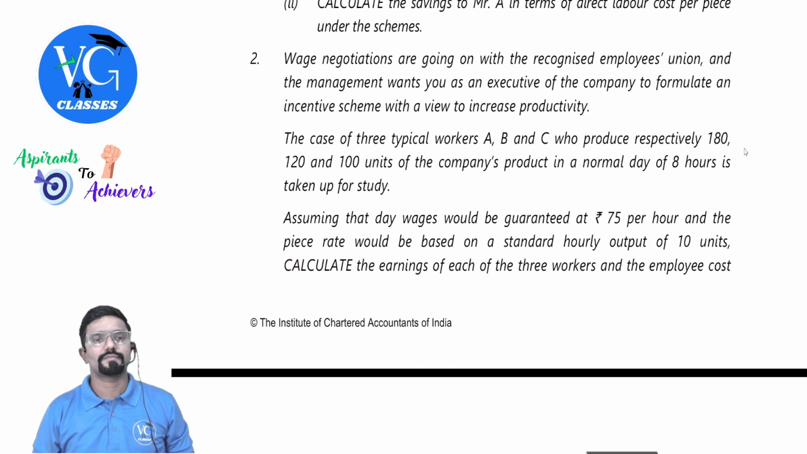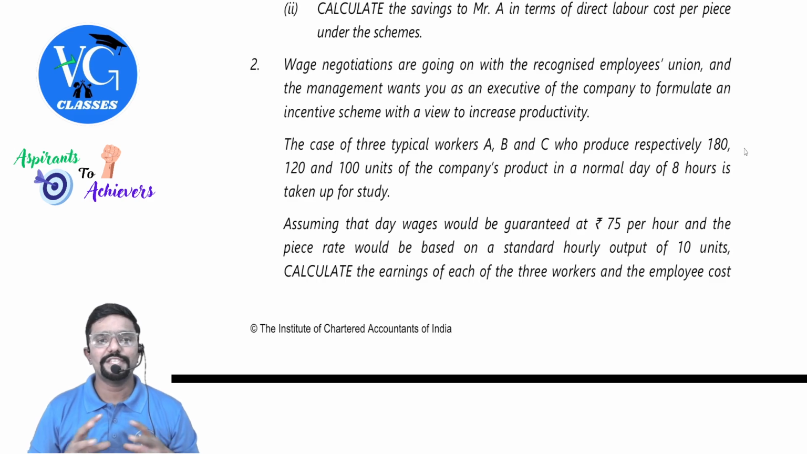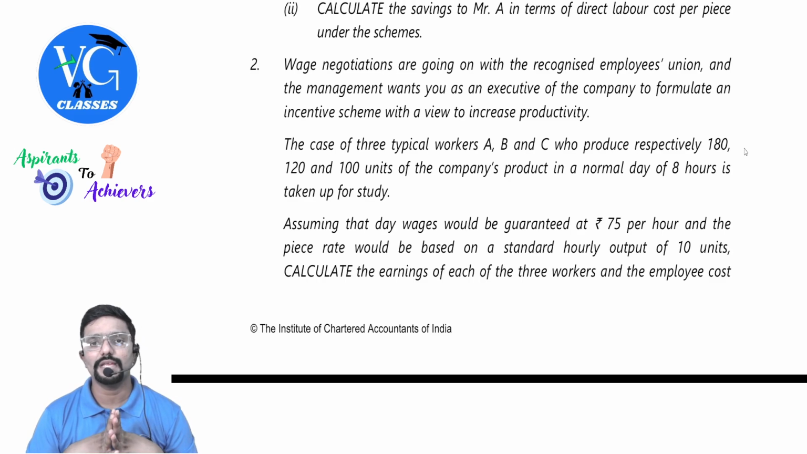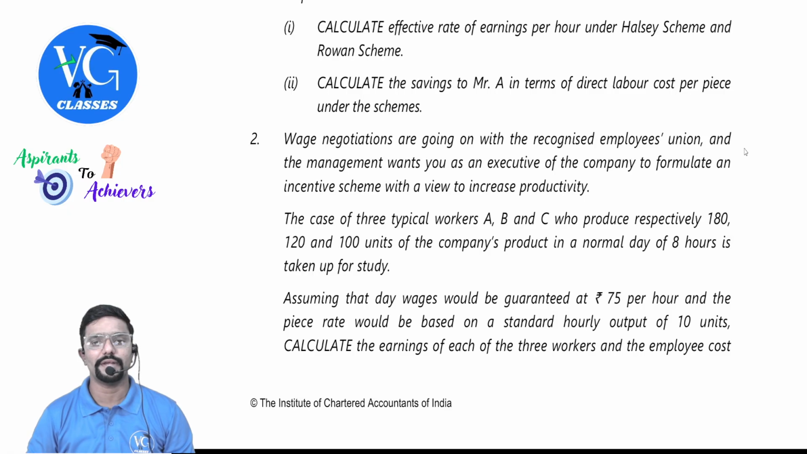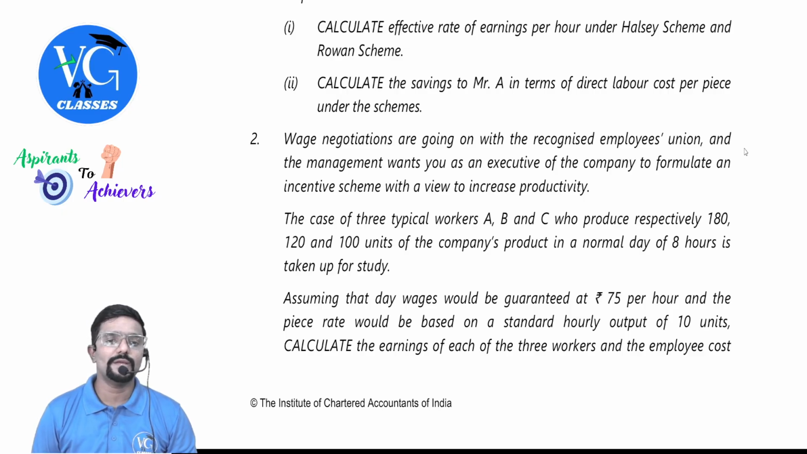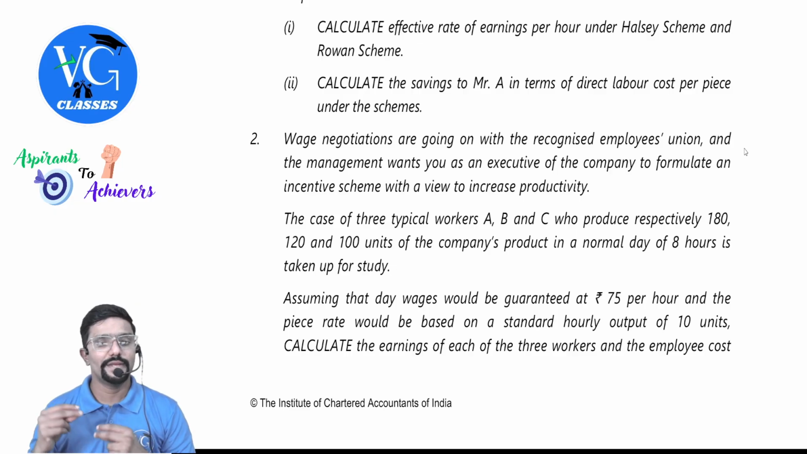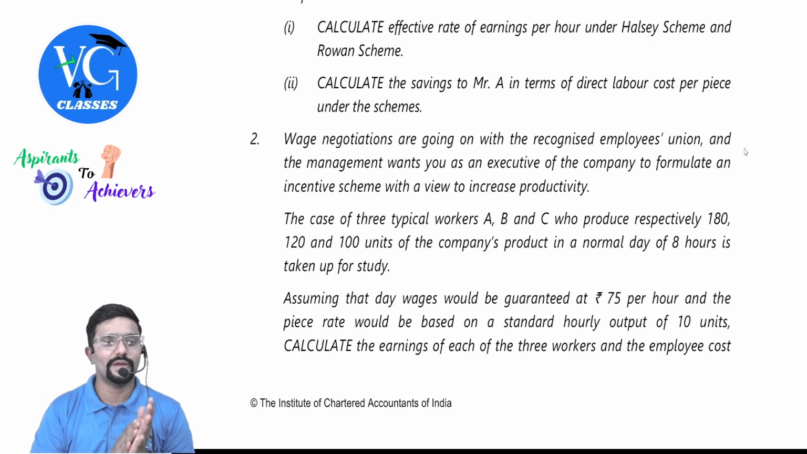Second question. Wage negotiations are going on with the recognized employees union, and the management wants you as an executive of the company to formulate an incentive scheme with a view to increase productivity. The case of 3 typical workers A, B and C who produce respectively 180, 120 and 100 units of the company's product in a normal day of 8 hours is taken up for study.